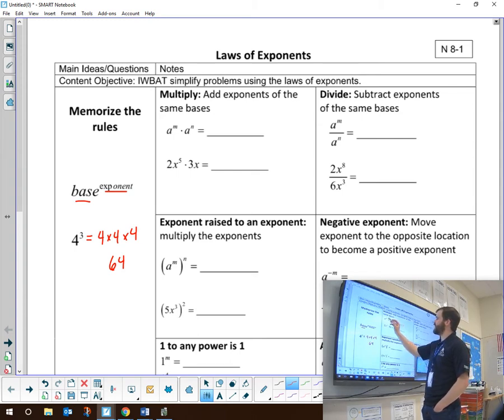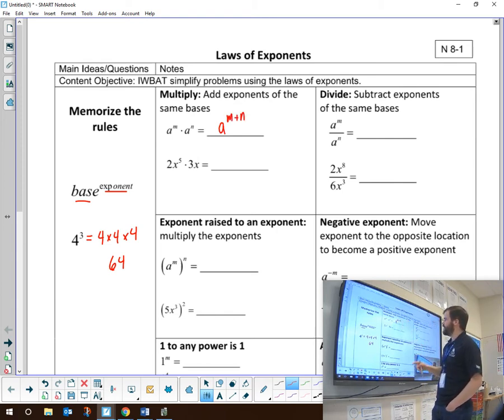Because, take a look at this, a to the m times a to the n. This is going to equal a to the m plus n. We're going to add our exponents together. For instance, we have 2x to the fifth times 3x. Well, we're going to take my whole numbers in front and just multiply them together like normal. 2 times 3 equals 6. But then I have x to the fifth times x.